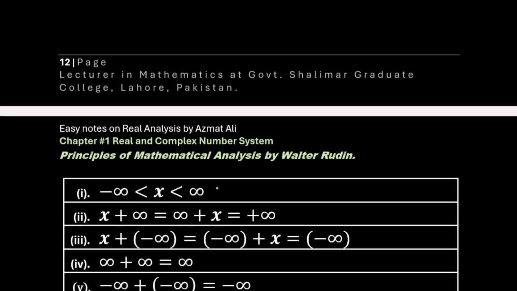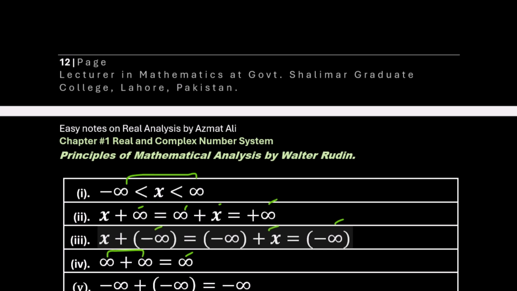The first one is that for any real number x that lies between minus infinity and plus infinity, if we add x with infinity, or if we add infinity with x, then the result is only positive infinity. Subtracting, x plus minus infinity and minus infinity plus x is equal to minus infinity. Adding infinity with infinity is equal to infinity.